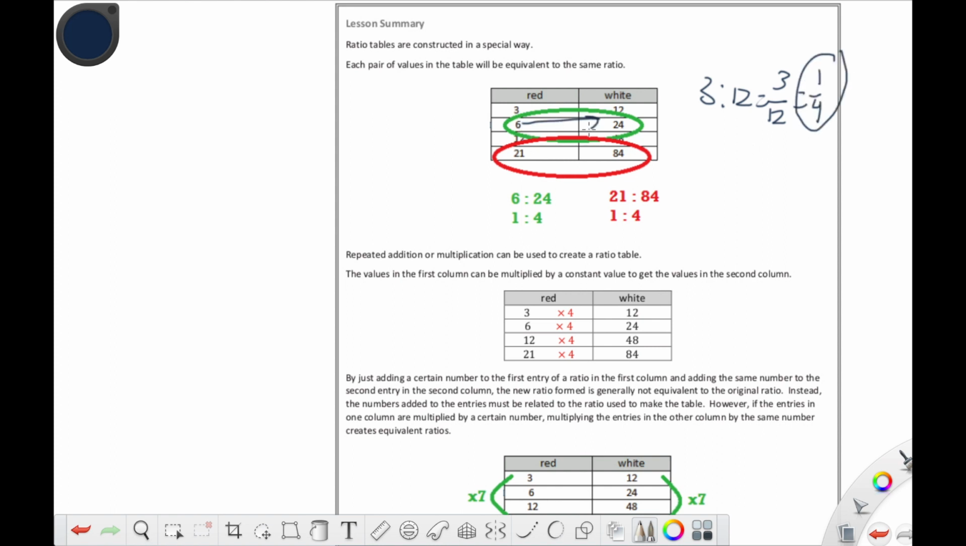Same thing here, 6 to 24. We write it as a ratio. We reduce that ratio, we get 1/4. Here's the value. Same thing here. Here's the value.